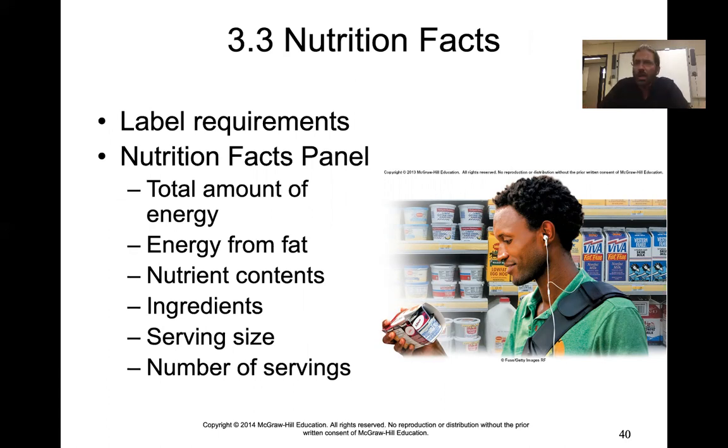Start reading labels, your store brand as opposed to the national brand. Is there really a difference, or is it the same exact thing, just labeled differently?